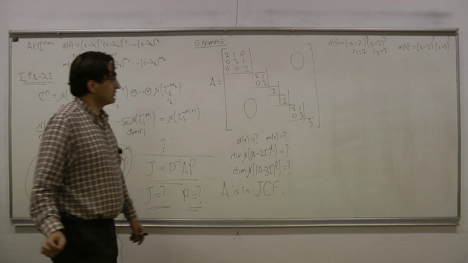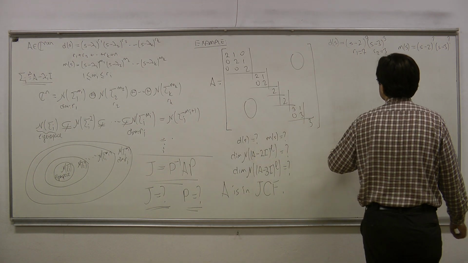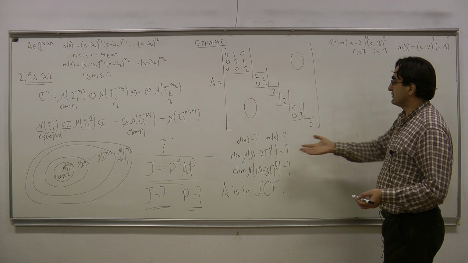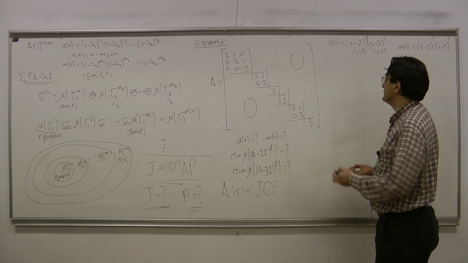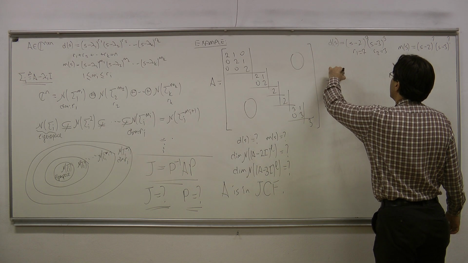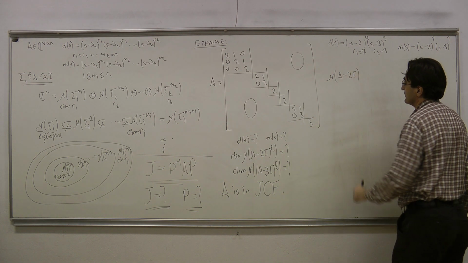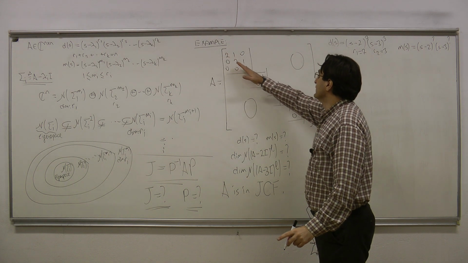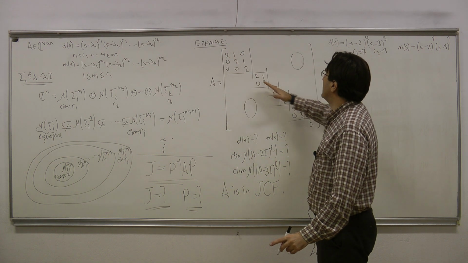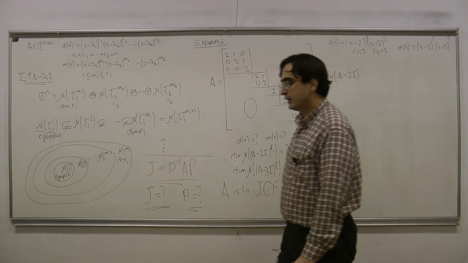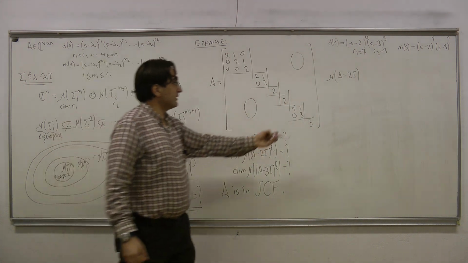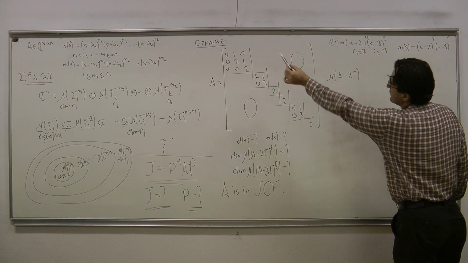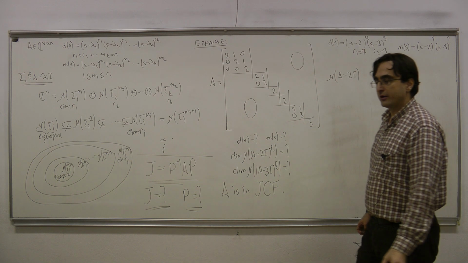So now let us look at these dimensions. Since the matrix is large, I won't be able to write what A minus 2 identity is. But let us first look at the null space of A minus 2 identity. I want you to imagine yourself subtracting 2 from the diagonal elements of this matrix. Subtract 2, that is what A minus 2 identity means.